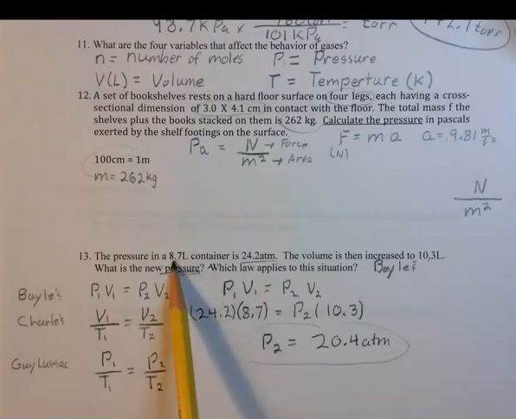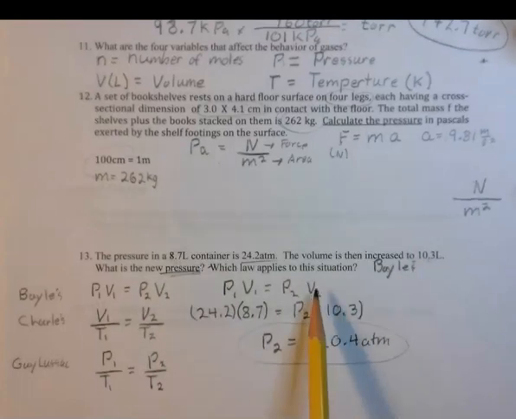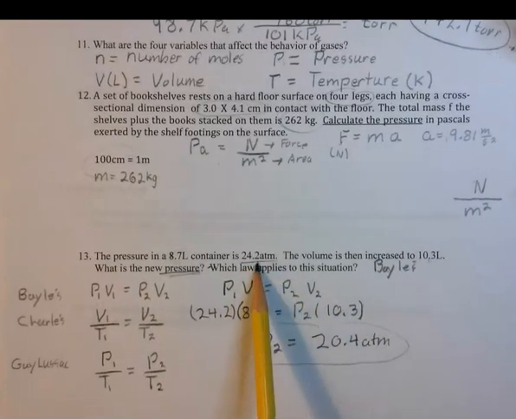And since the volume went up by about 25%, from 8.7 to 10.3, that means the pressure is going to go down by about 25%. So 24 down to 20, roughly 25%. So think about intuitively what's going on with the gas particles as this all happens.